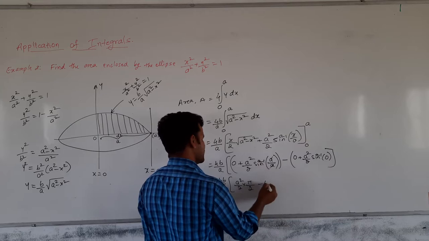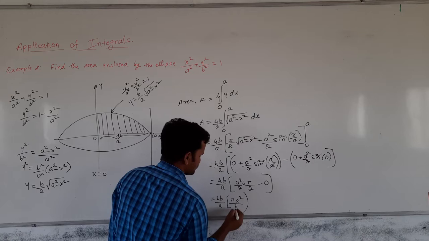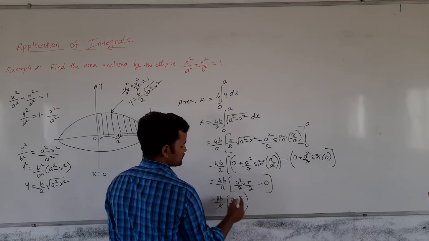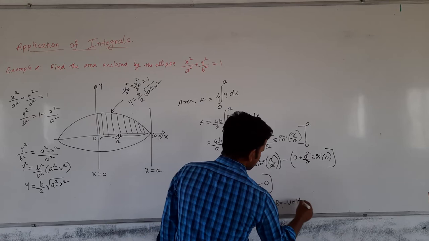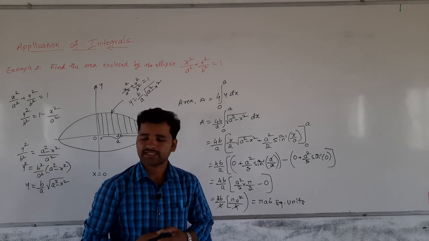We have 4b by a into pi a square divided by 2 into 2 is 4. So 4 and 4 get cancelled, one a also gets cancelled, b into pi a is there, this is nothing but pi a b. So area is pi a b square units. We got that correctly. This is how area under simple curves is found. We will take the remaining problems in the next class. Thank you.